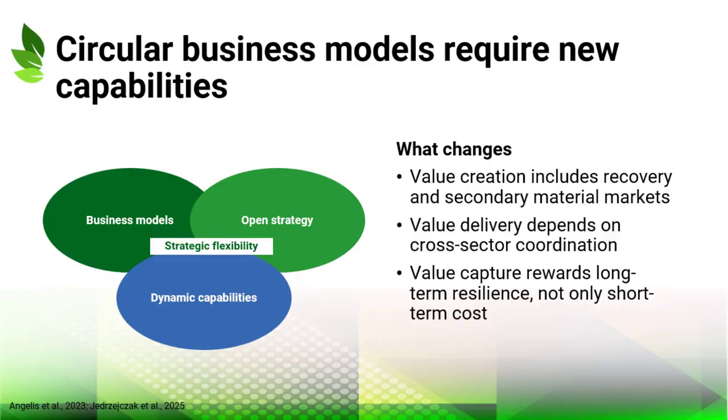Circular business models require capabilities that are different from those used in purely linear competition. The slide highlights business models, open strategy, dynamic capabilities, and strategic flexibility. Value creation changes because firms must design products, services, and recovery processes that preserve material value. Value delivery changes because circular models often depend on cross-sector coordination, reverse logistics, and secondary material markets.